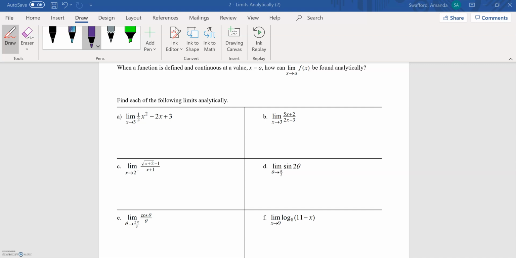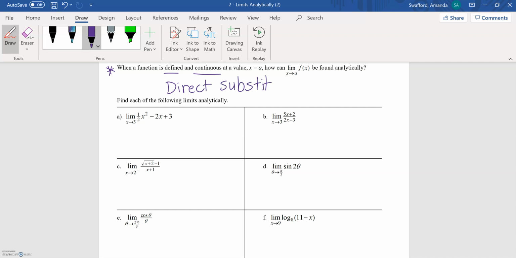Today's video is going to go over how to evaluate a limit analytically. I'm starting a little down into the notes, so if you've printed these from It's Learning, I'm starting with this question here. When a function is defined and continuous at a value x equals a, how can the limit as x approaches a of f of x be found analytically? So basically we're saying if the function is defined everywhere and you can trace the graph and go through a point without lifting your pencil, how can you find the limit? And the answer to that is through direct substitution.